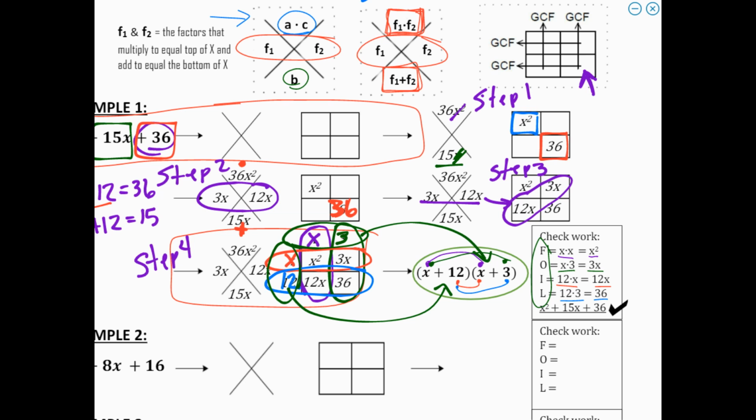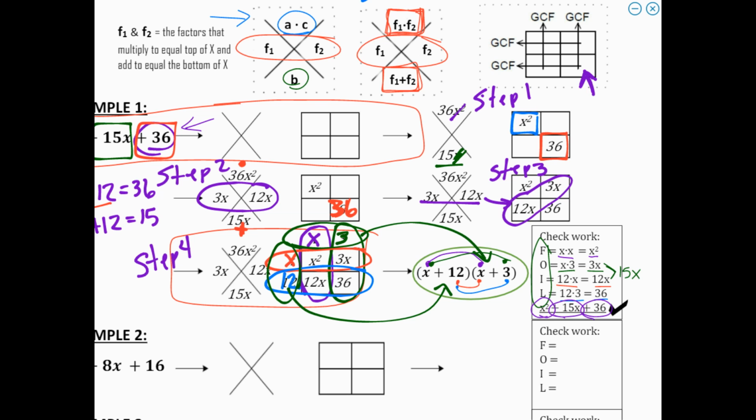My two x terms can combine and give me 15x. So I have x squared. I end up with x squared plus 15x plus 36. That's what I started with up here. So it checks out. Okay.